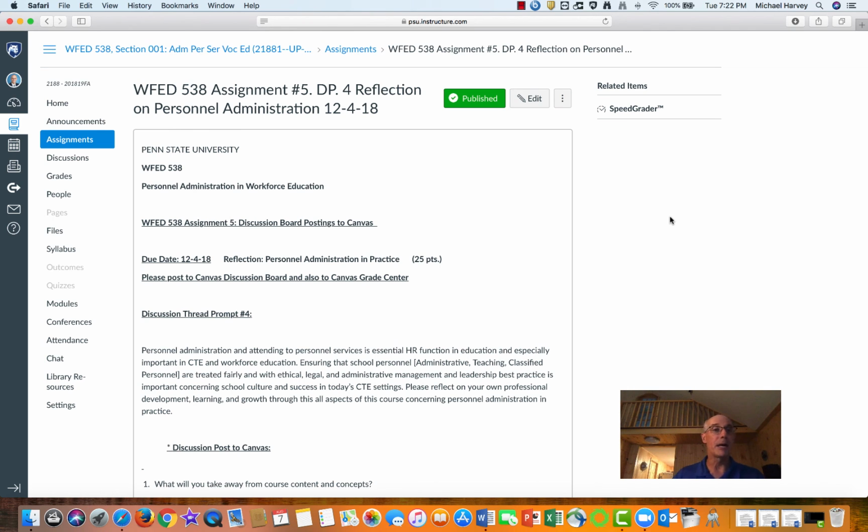It's also found under the assignments tab on the Canvas website, and it's also found in relationship to each of the individual modules that align with the Workforce Ed 538 schedule and associated assignments and timelines when they are due, found on the course syllabus. This ends the overview of the assignments in Workforce Ed 538.